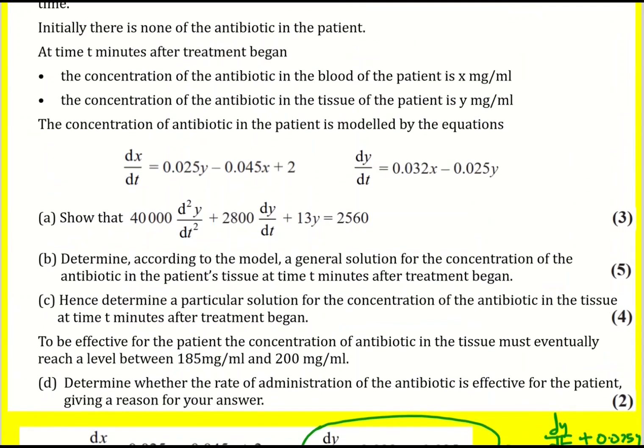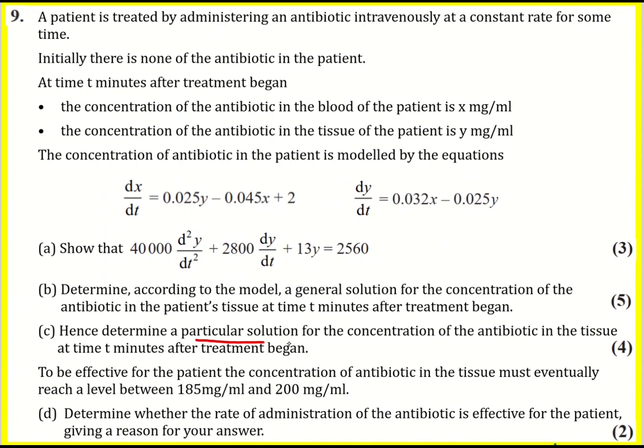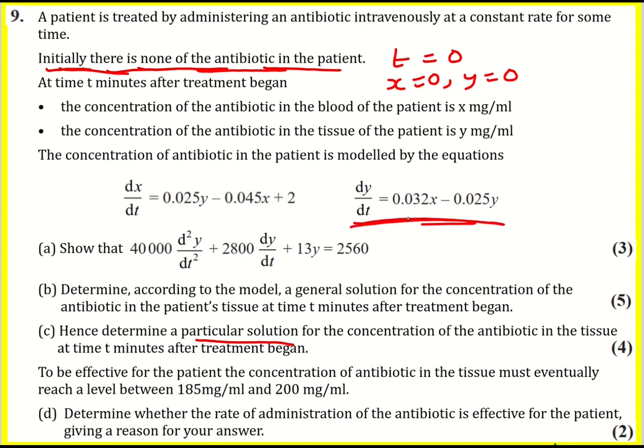Now, we're asked to find a particular solution for the concentration of the antibiotic at time t minutes. Okay, let's just look through for any initial conditions. Well, we're told initially there's none of the antibiotic in the patient. So t equals 0 means that x equals 0 and y equals 0. But if we then substitute that into here, we'll see that also when t is 0, because x is 0 and y is 0, dy by dt must equal 0.